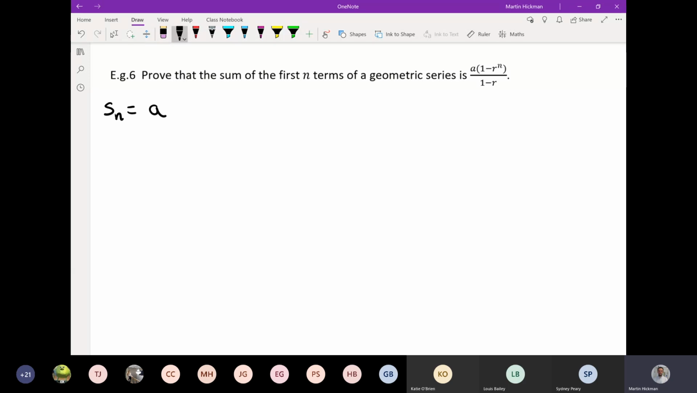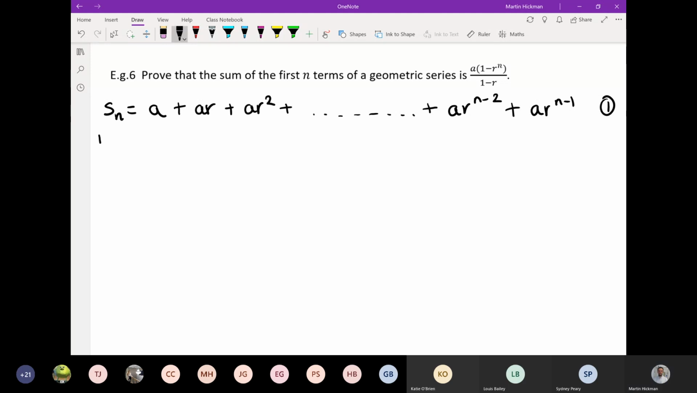So this would just be a plus the second term, ar, plus the third term, which is ar squared. Remember, in the geometric series, the nth term is ar^(n-1). So you've got your first, second, and third terms there, and to go all the way to my penultimate term of ar^(n-2). Sorry, it should be n-2. Plus ar^(n-1). I'm going to call this equation 1.